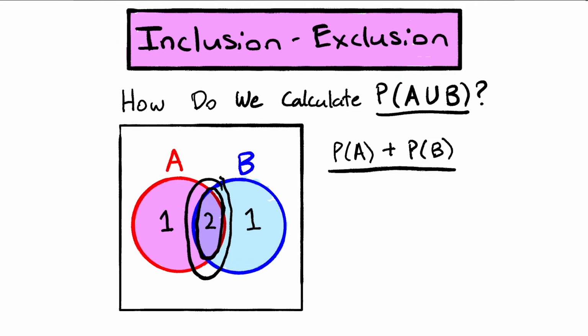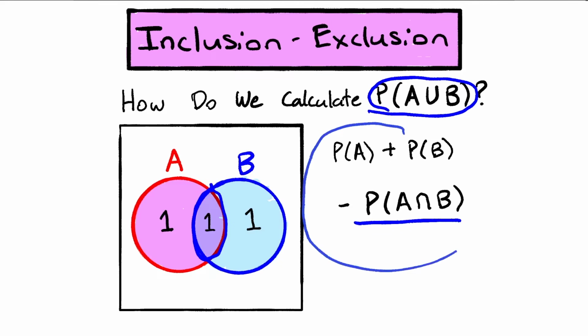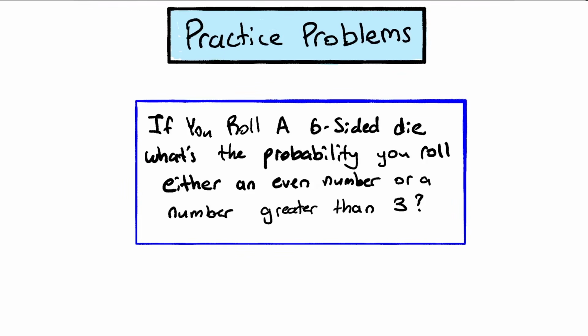So to actually find the probability of A union B, we must subtract the probability of A intersect B, which is that little segment in the middle. So our final answer for the probability of A union B when they are not mutually exclusive is this whole term right here. The probability of A plus the probability of B minus the probability of A intersect B. So here's a practice problem utilizing what we just learned in inclusion exclusion with just two sets.